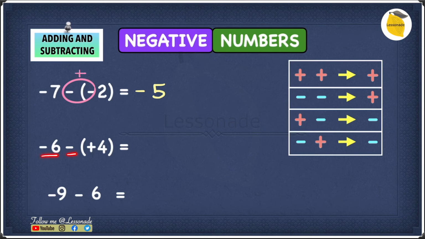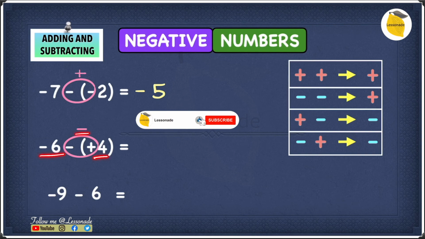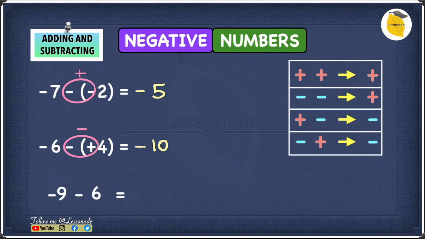Another example is minus 6 minus positive 4. In this example, once again, we have two signs next to each other. A minus sign and a plus sign next to each other. When you have two of the different signs next to each other, just like here, we have a minus and a plus sign next to each other, we will have to do subtraction. So that means this is basically minus 6 minus 4. And minus 6 minus 4 is basically just minus 10.